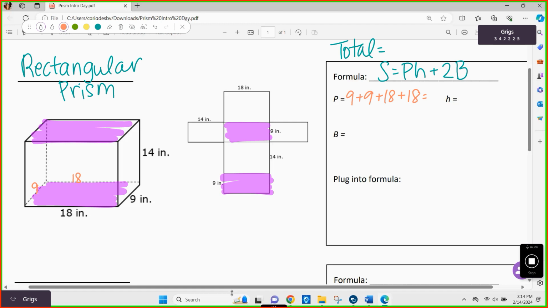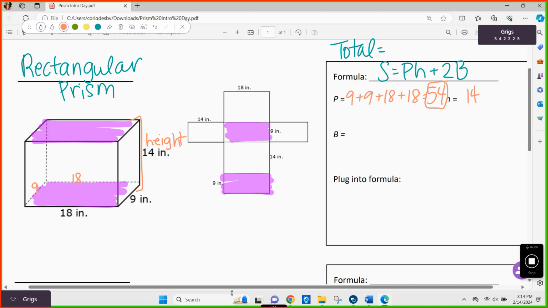54. Did you prove it, Damien? 54? Okay, so my perimeter is 54. Now my height is as easy as I would see it. My height would be 14. And my base, the area of the base.